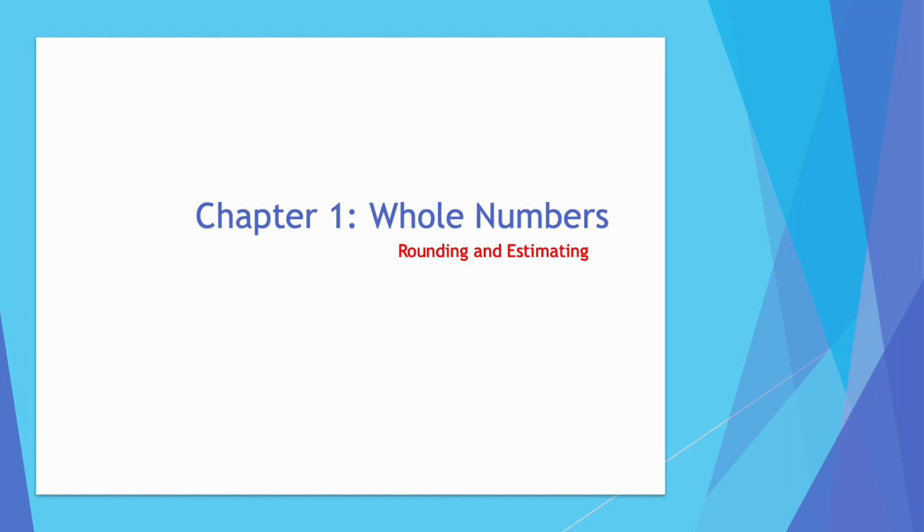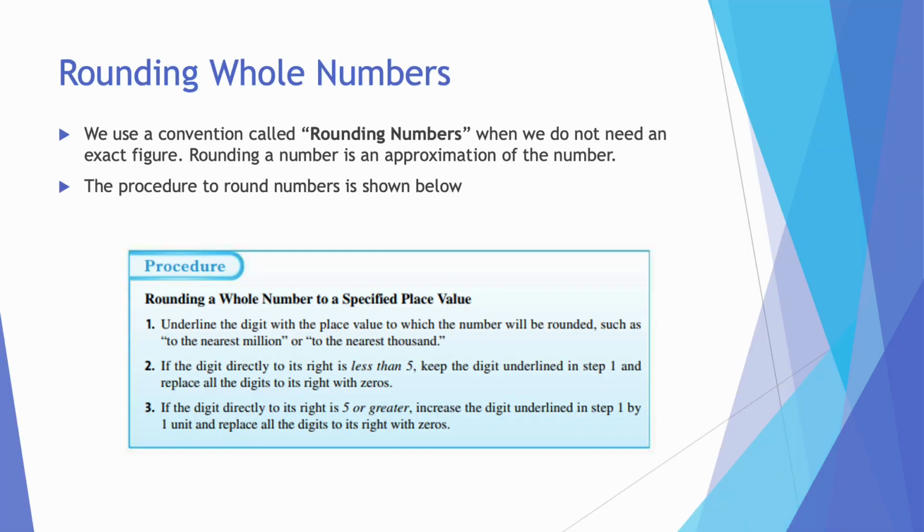This is the first lesson in our Fundamentals of Math Literacy class. We're dealing with Chapter 1, which is whole numbers. We use a convention called rounding numbers when we do not need an exact figure. Rounding a number is an approximation of the number. The procedure to round a number is shown below.